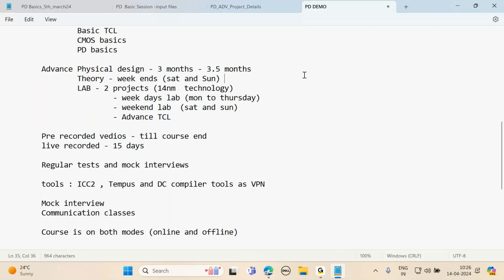So you can come offline for 5 days, 6 days. If you feel like attending online, you will attend online. It's up to you. And if you are attending online and you feel like coming to the institute, you can come to the institute. There is no restriction in switching the mode. You can attend on any mode. Okay, sir. Thank you, sir.